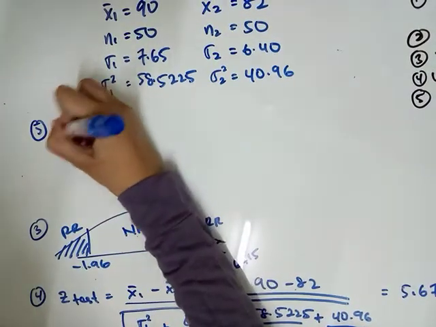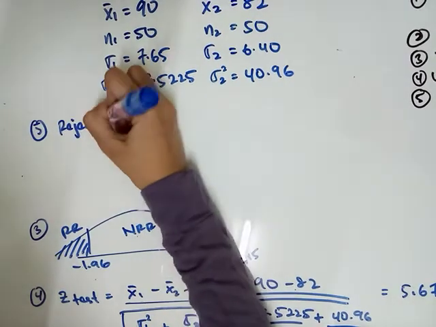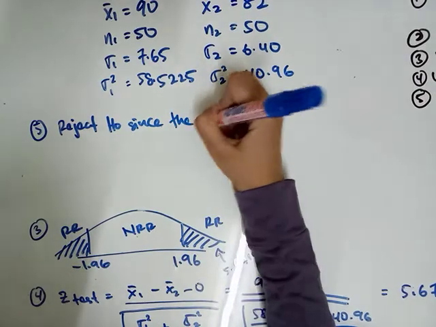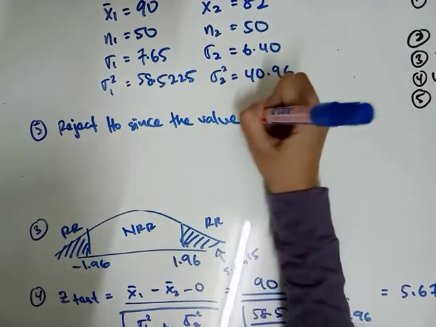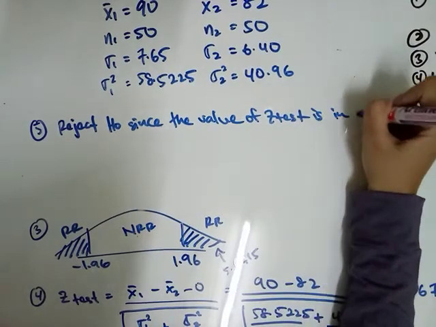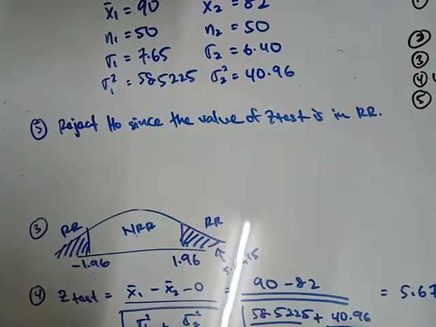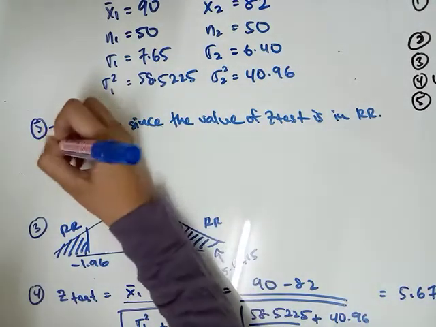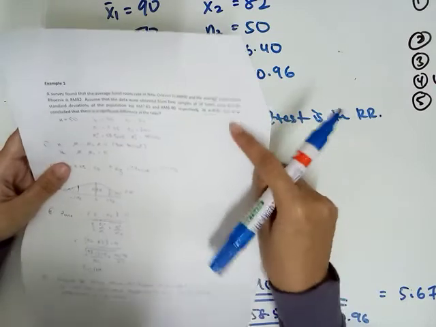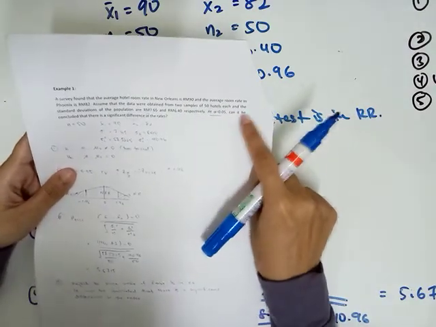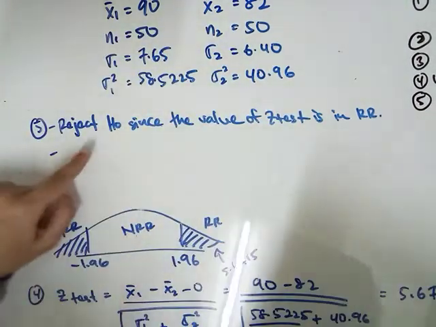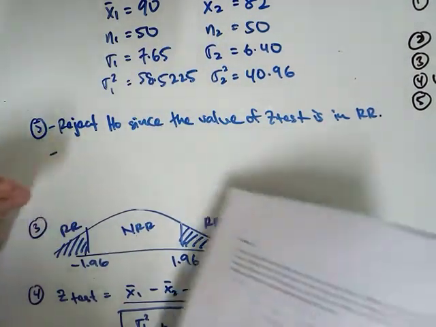Okay, reject H0 since the value of z-test is in RR. Okay, this is first conclusion. Second conclusion. Okay, awak jawab pada soalan. Okay, soalan dia tanya, can it be conclude that there is a significant difference in the rates? Okay, so because we have done reject H0, that means kita accept H1.